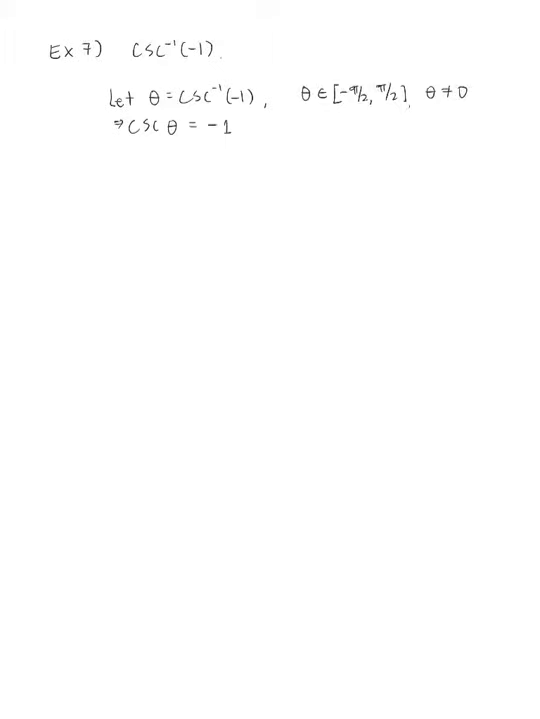Do you see why I wrote theta cannot be 0? Because think about it, cosecant of theta is the same thing as 1 over sine of theta. Now when theta is 0, 1 over sine of 0 becomes 1 over 0, because sine of 0 is 0. So the cosecant of theta equals 1 over sine of 0, which will be undefined. So therefore theta cannot be 0.